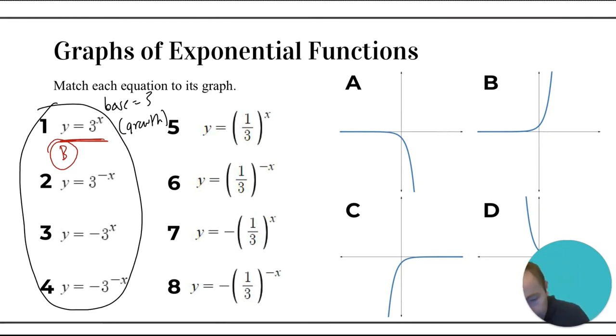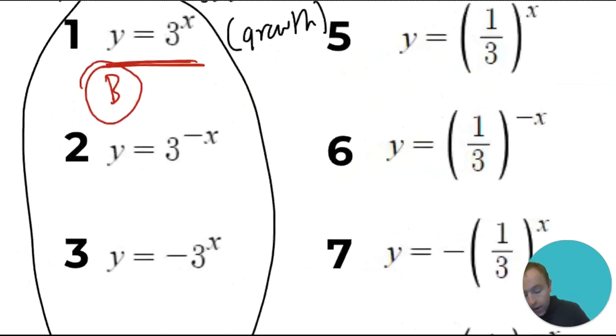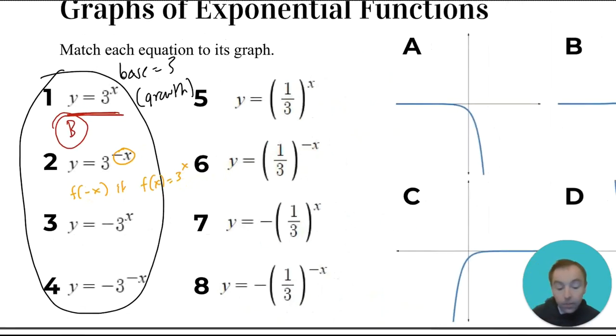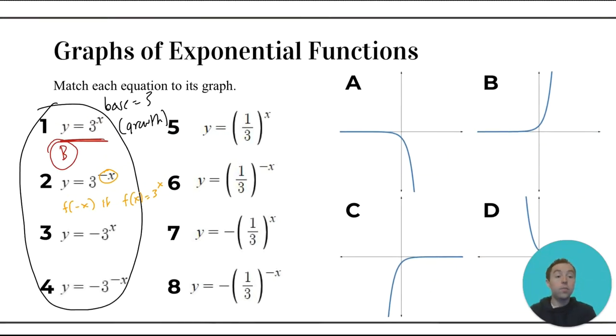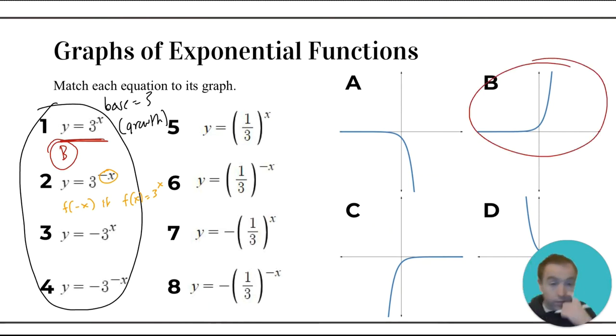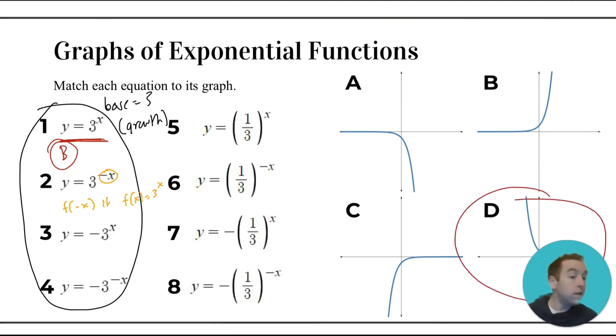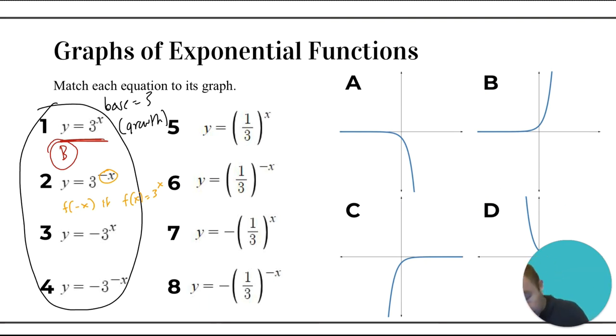So what you see happening in number 2 right there is this is 3, but now with a negative x. So when you plug in a negative x, this is now like f of negative x, if originally f of x was just 3 to the positive x. So when you plug in a negative x, it flips the graph sideways, so in the y-axis. Since we knew that this graph right here was 3 to the positive x, then if you just flip that sideways, that should be 3 to the negative x, which would be what D looks like, because that's the sideways version of it. So this right here is going to be graph D.